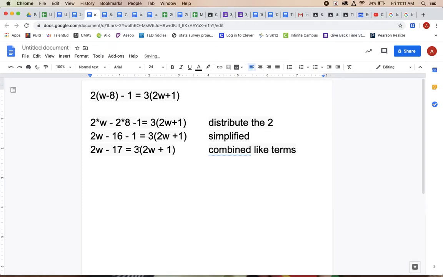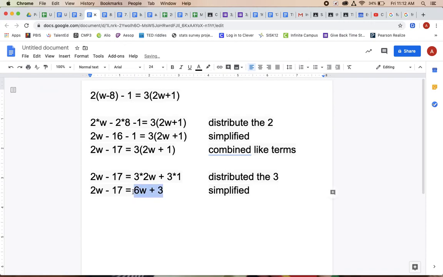Okay, now I'm going to do this side of the equation. So I'm going to distribute the 3 the same way. So I have to do 3 times 2W plus, because there's a plus sign right there, 3 times 1. All right, I didn't do anything to this side of the equation, so I'm going to tell you that I distributed the 3. Now I'm going to simplify it. I didn't do anything to this side of the equation. But 3 times 2 is 6, so now you have 6 W's. And 3 times 1 is 3, and I simplified.